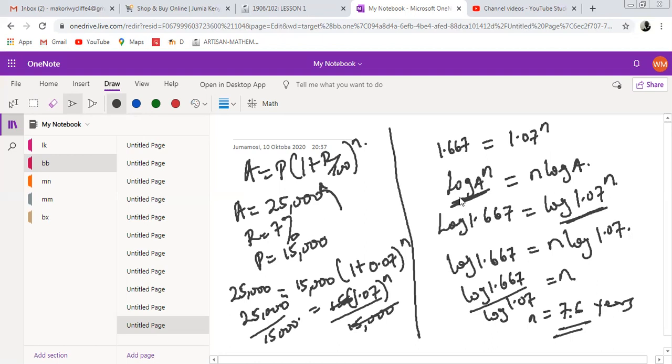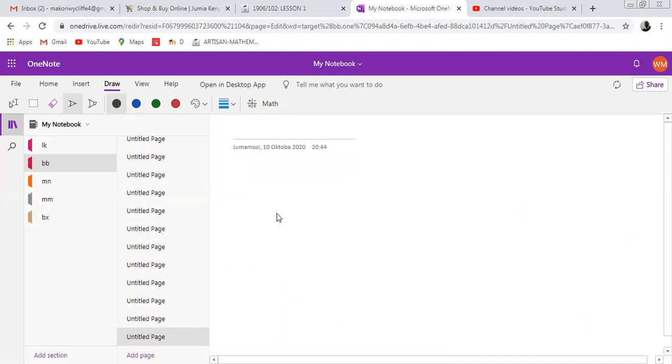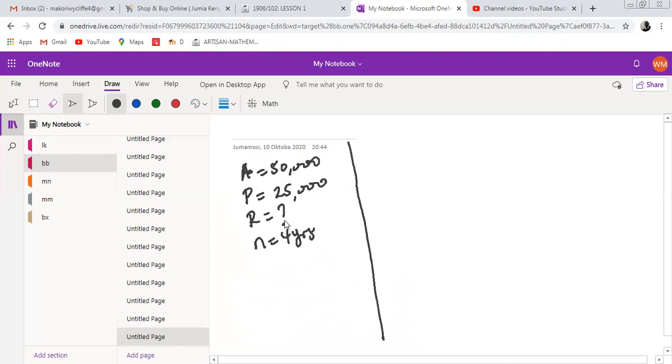But I've just remembered we have not calculated r. Let us see how we calculate r when it is not given. Let us have a simple example whereby you are given amount is 50,000. You are given the principal is 25,000. You are not given the rate, and you are given n, it is 4 years. Then you are asked, calculate the compound rate of interest that will make this amount of money accumulate to 50,000 after 4 years.